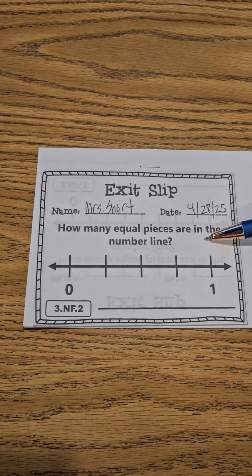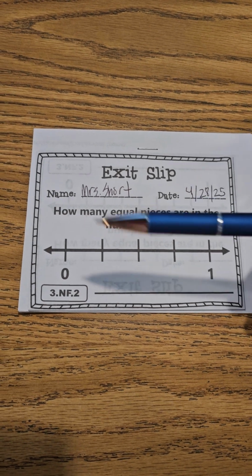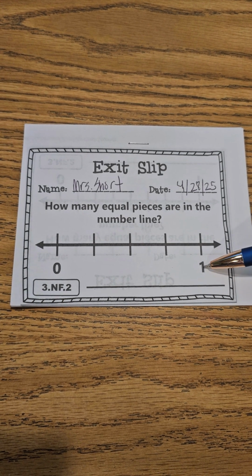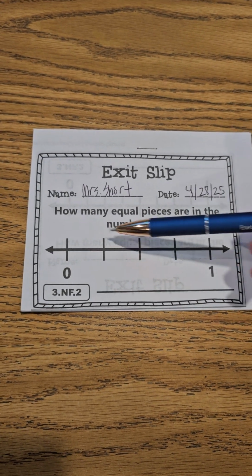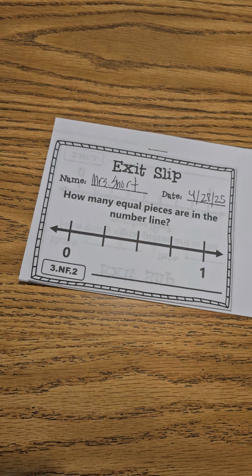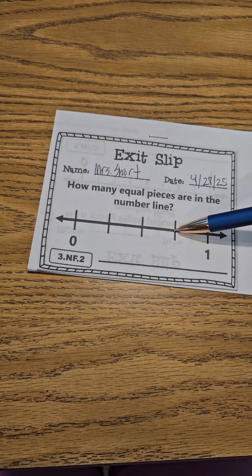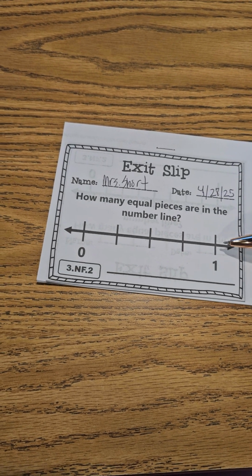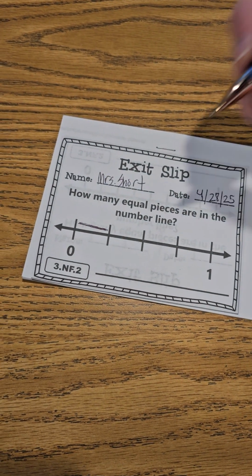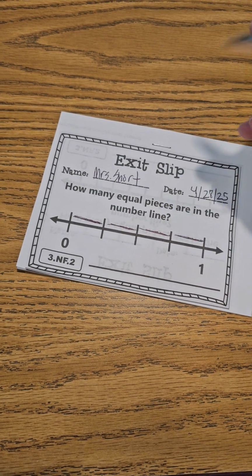Okay, so let's look at the first one. How many equal pieces are in the number line? It always starts with 0, just like a regular number line, and it always goes to 1, which is a whole number. This is the whole split up into equal pieces. Don't count the tick marks or the lines, because if you do, you'll get 1, 2, 3, 4, 5. And that's not what we're counting, because we're counting the space in between. There's 1, 2, 3, 4.